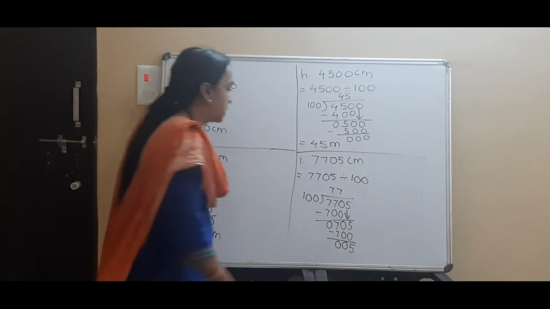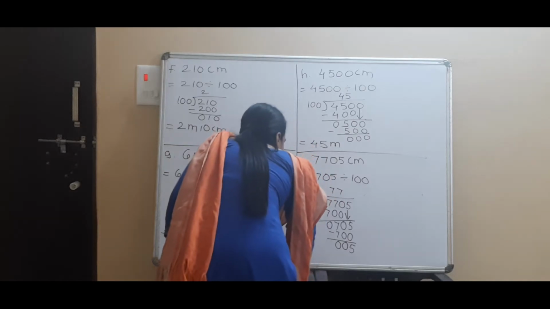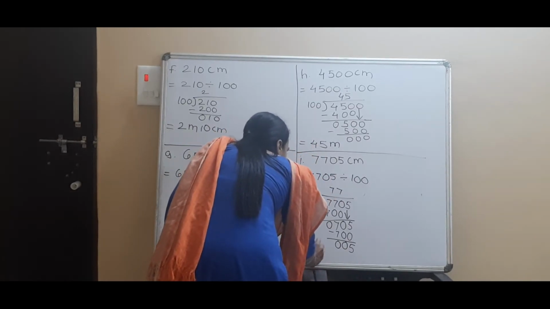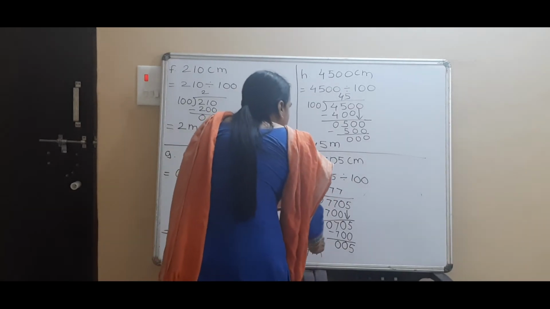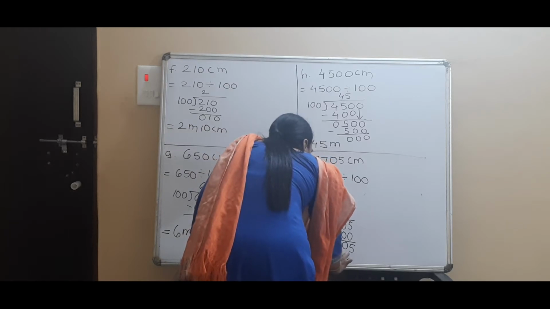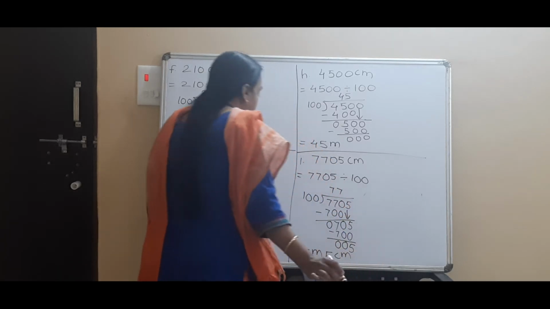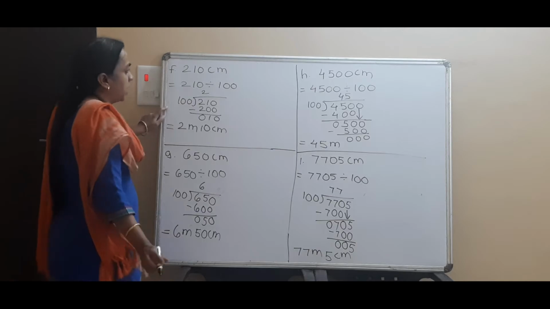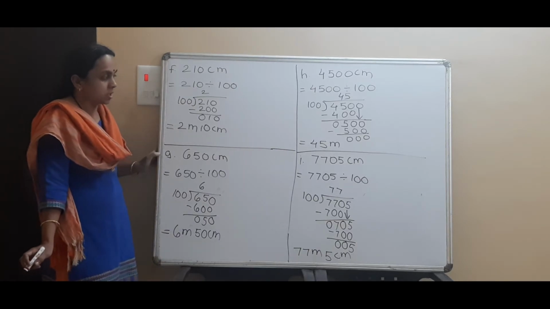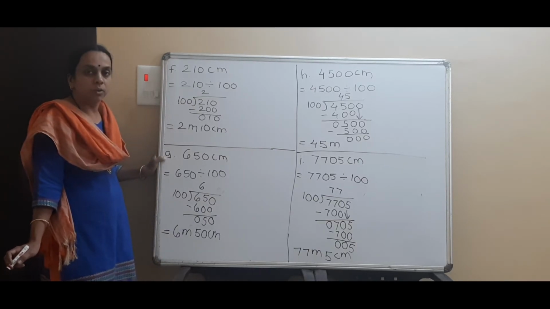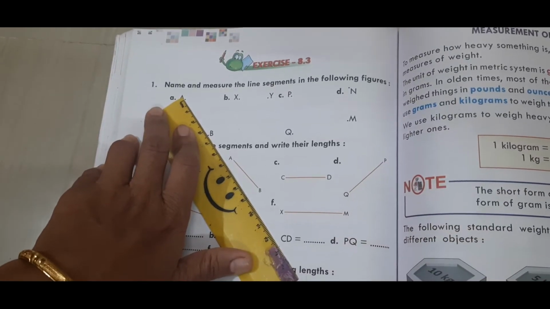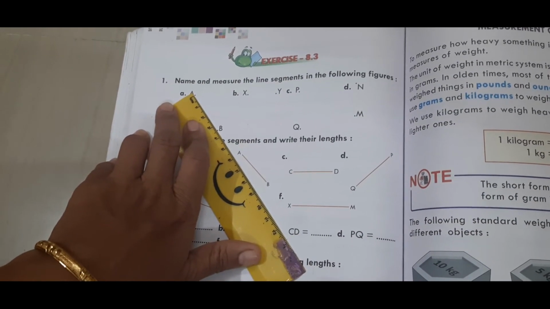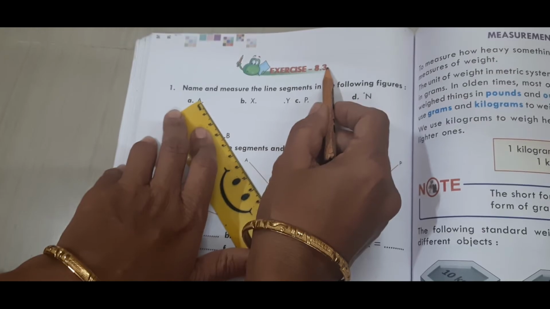Okay. So what is our quotient here? Our quotient is 77. So write down 77 meter 5 centimeter. So in this way complete this second question also in your notebook. Now see your page number 140, exercise 8.3.